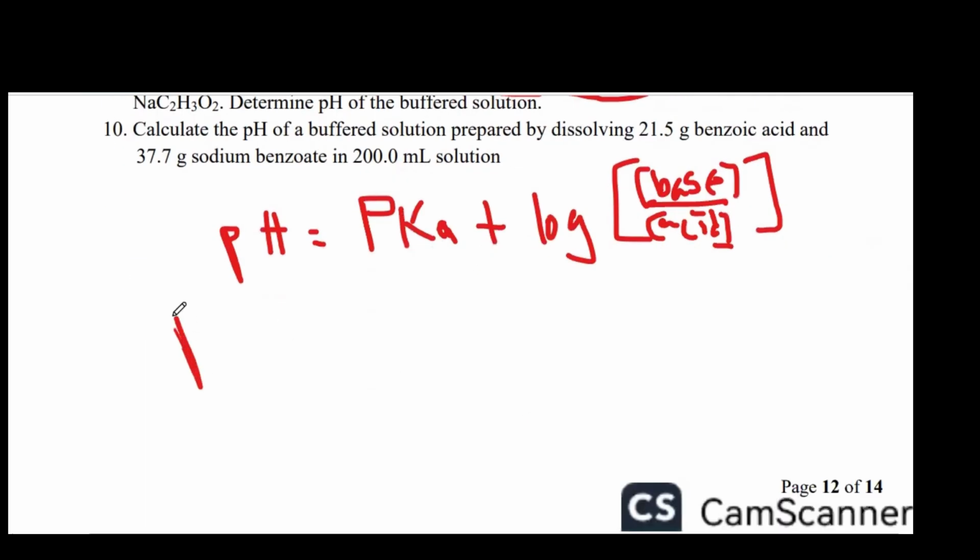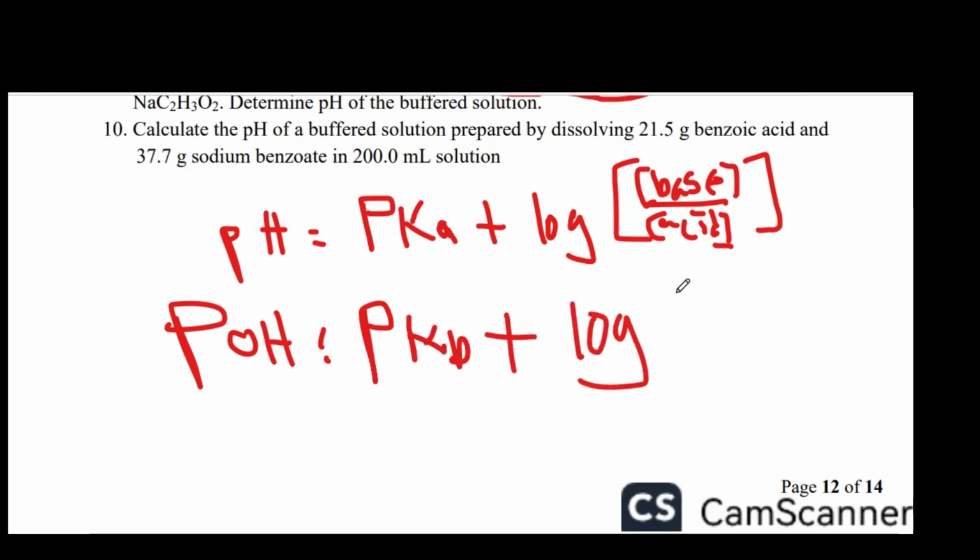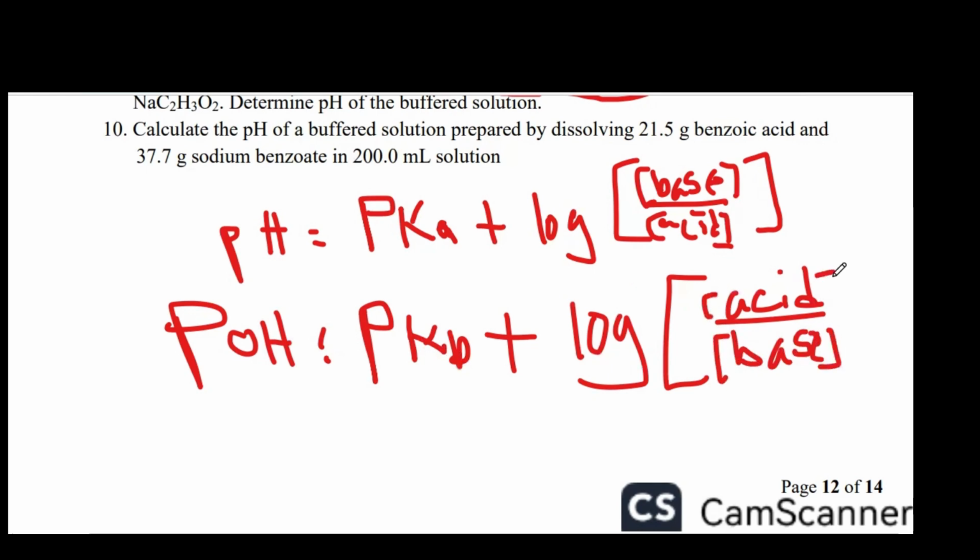Then if you want to find the pOH, you can also use the HH formula. Since you're finding the pOH, which is for a base, you're going to have your pKb plus log, and then these things will switch sides. Since we're finding the pOH and we have pKb, the concentration of the acid will go on top, and the concentration of the base will go down there.